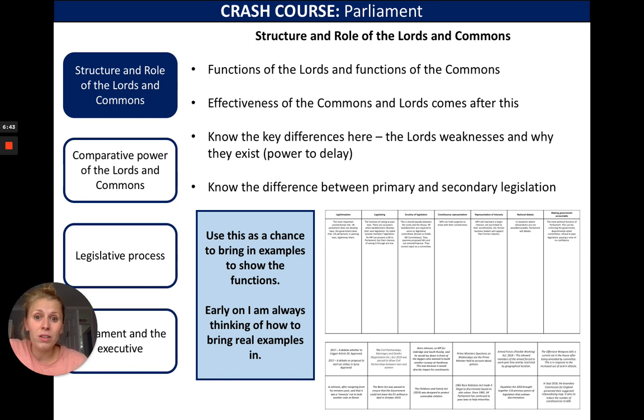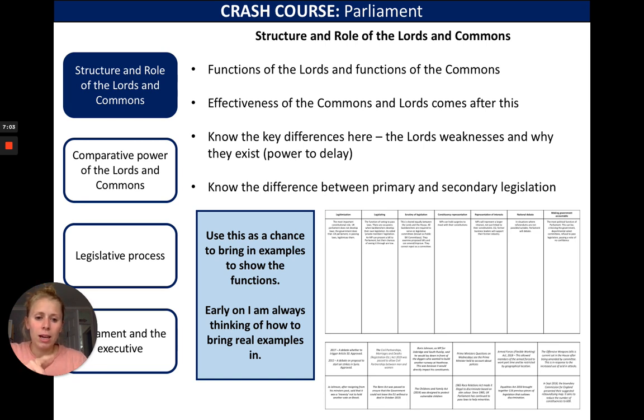But when I first started, when I was looking for an example of a really effective delaying tactic, or a really effective law that the Lords had adapted, or an amendment that had gone through, it's really quite difficult. So where you can, try and give those to the kids, because if I can't find it, the kids probably are going to struggle to find it as well.